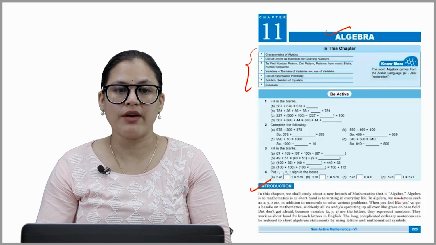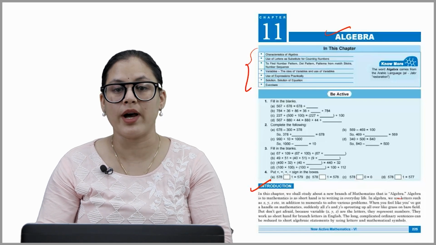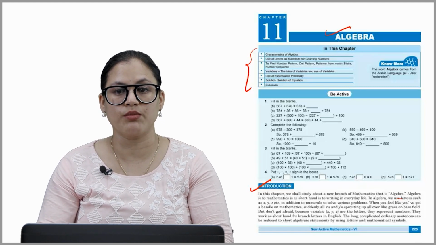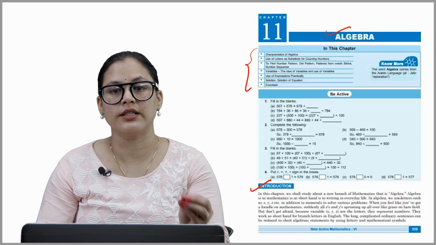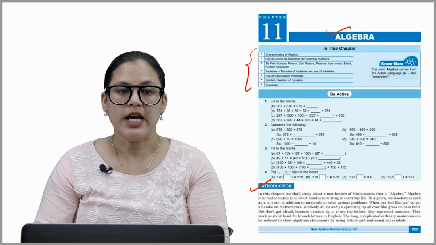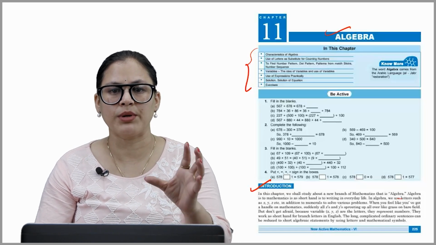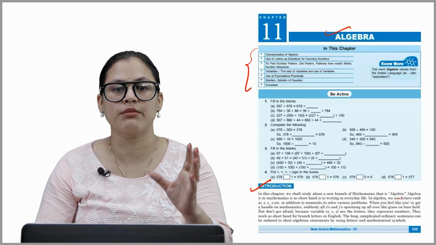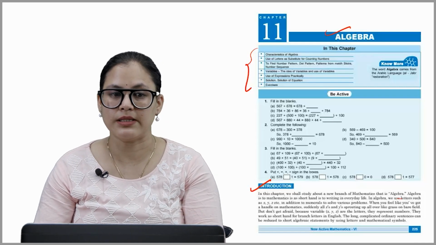When you feel like you have got a handle on mathematics, suddenly all the X's and Y's are sprouting up all over like grass on a bare field. But don't be afraid, because the variables X, Y, Z are letters. They represent numbers. They work as shorthand for words in English. Long, complicated, ordinary sentences can be reduced to short algebraic statements by using letters and mathematical symbols.